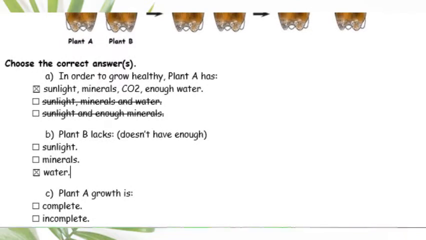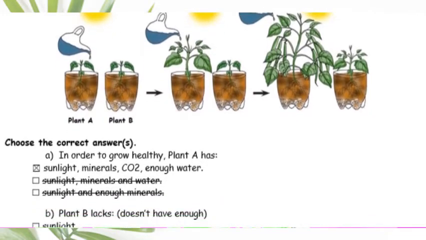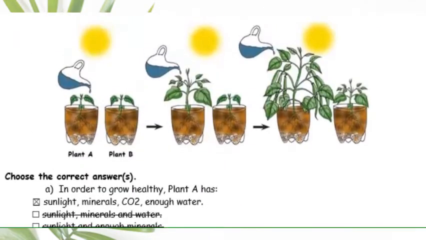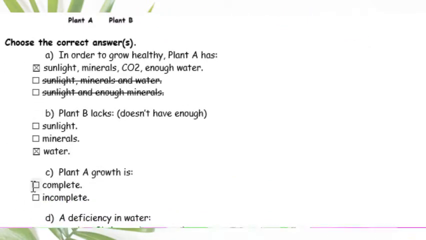Plant A growth. What can you say about plant A growth? Is it complete or incomplete? Plant A is growing in a beautiful way, so its growth is complete.